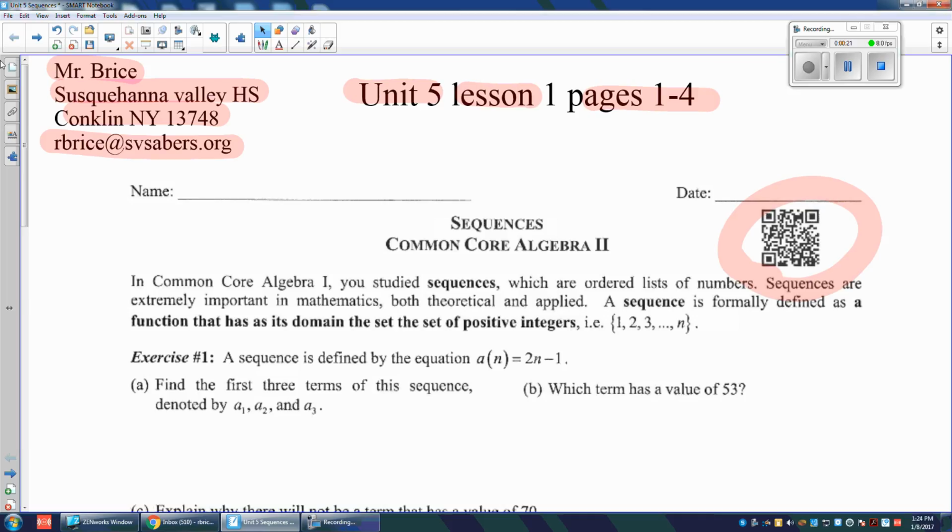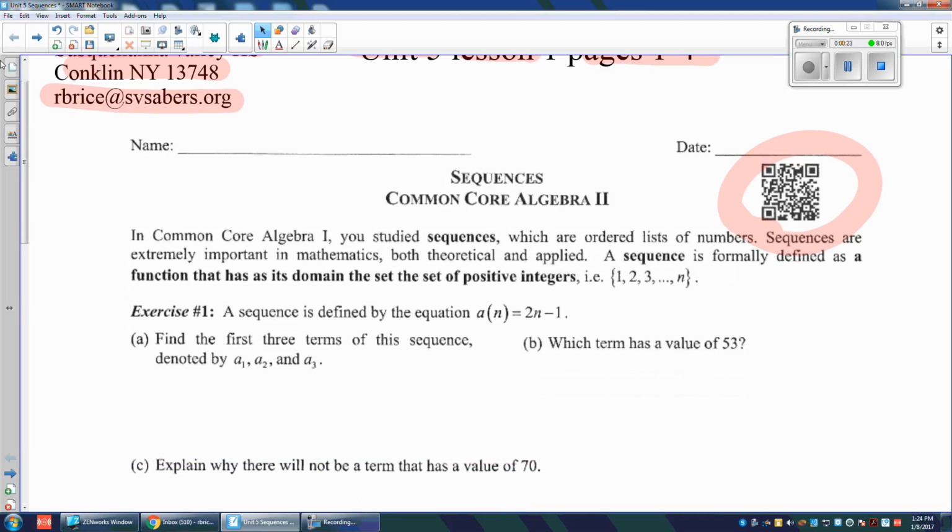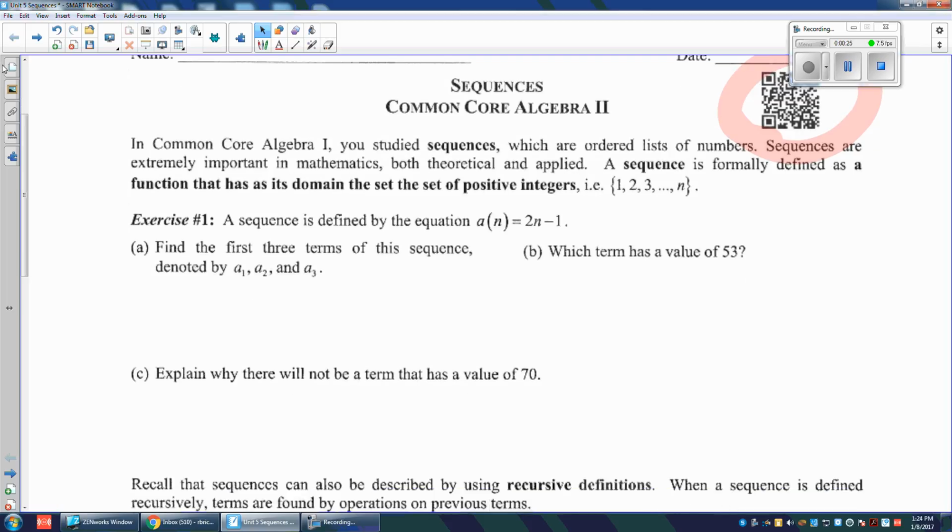So what we're going to start Unit 5 with is sequences and series. This is Common Core Algebra 2. I am doing the non-Regents section, so that means you have a final exam, not a Regents exam at the end of the year. In Common Core Algebra 1, you studied sequences, which are an ordered list of numbers. Sequences are extremely important in mathematics, both theoretical and applied.